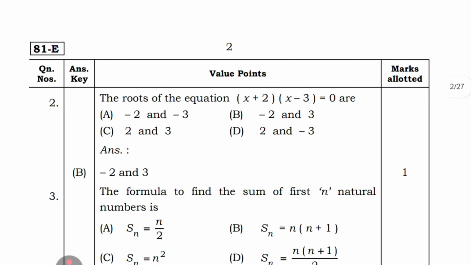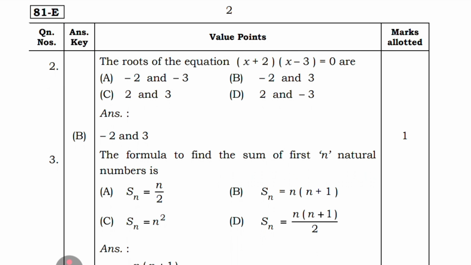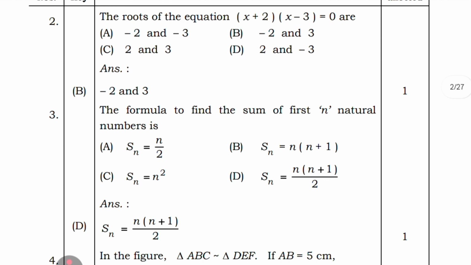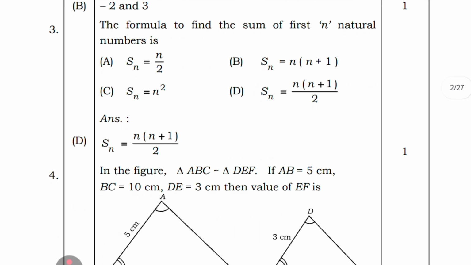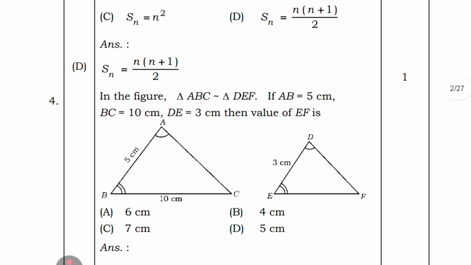Coming to the second question, the roots of the equation (x plus 2)(x minus 3). Here directly they have asked the roots, which is equated to 0, and the answer is minus 2 and 3. The third question is the formula to find the sum of first n natural numbers. The answer is D, Sn is equal to n(n plus 1) divided by 2.